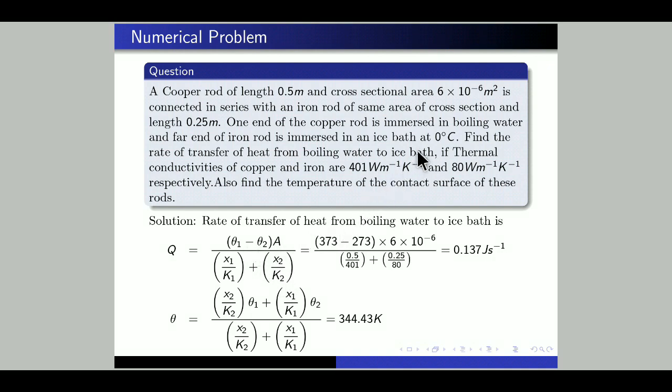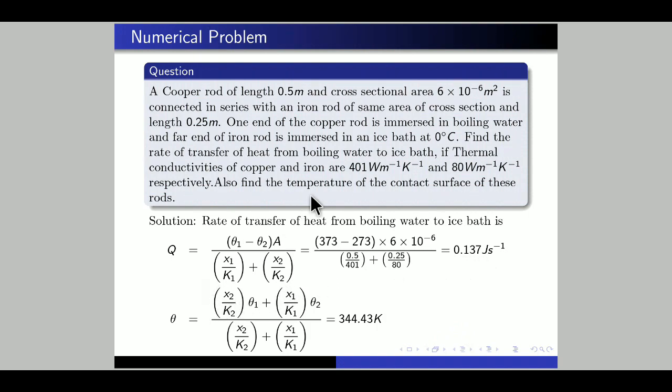We know that the boiling point of water is 100 degrees Celsius. Expressed in Kelvin, it is 373, and 0 degrees Celsius is 273 Kelvin. Here the area of cross section is given, A = 6 × 10^-6. Substituting the values, with everything in meters: x1 is 0.5 meter, x2 is 0.25 meter, k1 is 401 and k2 is 80. On simplification we get Q = 0.13 joule per second.